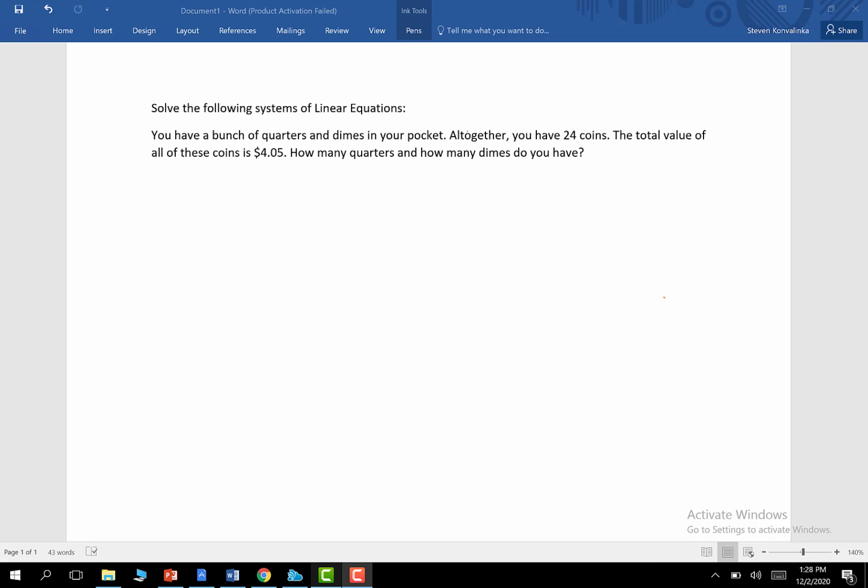Okay, tricky. So we're going to try and create some equations here that answer these questions. We're going to say that Q is equal to the number of quarters, and D is equal to the number of dimes. Okay, and we're going to make some equations here. We know that all of the quarters and all of the dimes equal 24 coins. So the number of quarters and the number of dimes equal 24 coins.